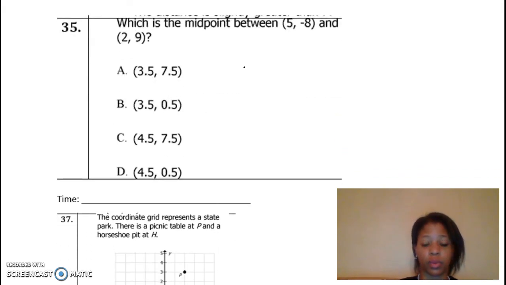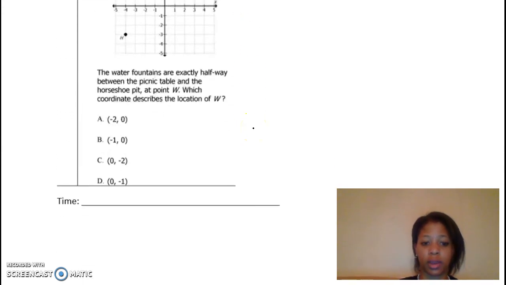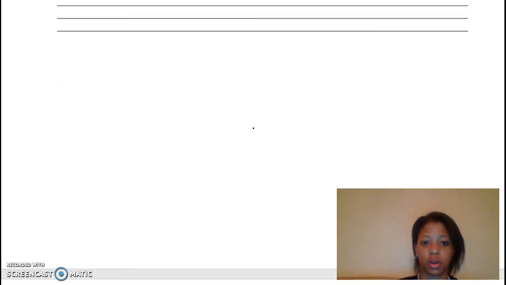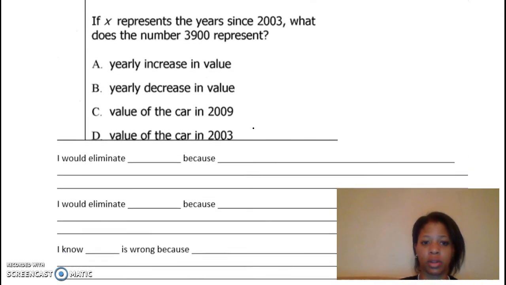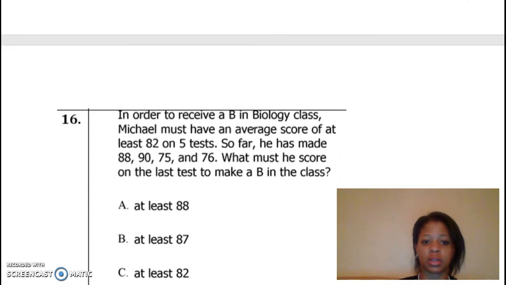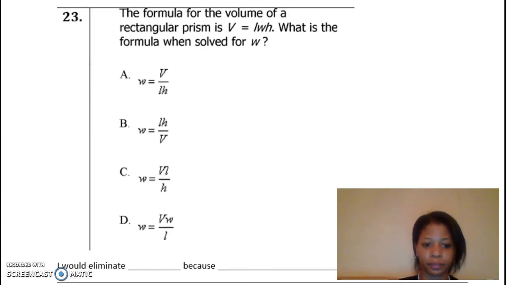Now this is practice with what I just showed you, midpoint and distance. So if you need to go back and watch the other examples, go ahead and do that. And then I want you to evaluate some problems. So tell me why you're eliminating certain answer choices, how you know certain ones are wrong, and how you know the one you choose is right. Okay?